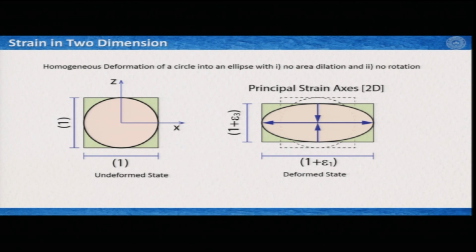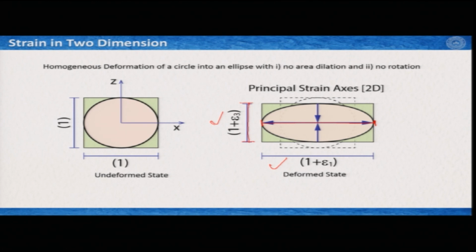So, this is the pictorial description of the principal axes in 2 dimensions of a deformation of a circle. Now, if this is the circle and if I deform it, keeping the volume constant, it takes the shape of this ellipse. Now, this is the long axis of this ellipse, which is 1 plus epsilon 1, and this is the short axis of this strain ellipse, which is 1 plus epsilon 3, and these two are your principal axes of strain in 2 dimensions.